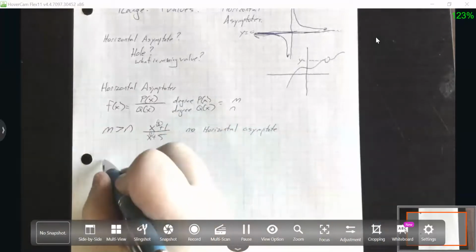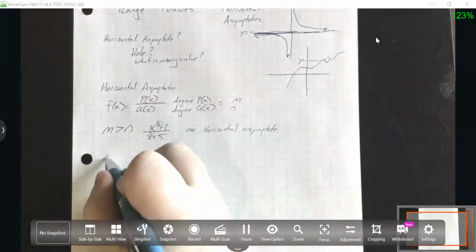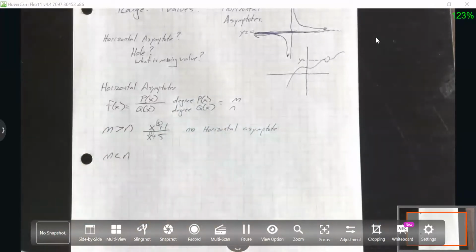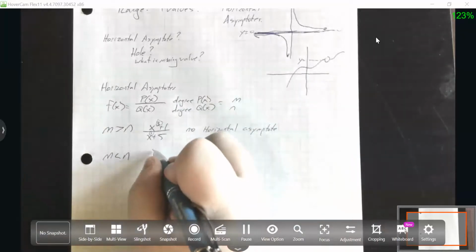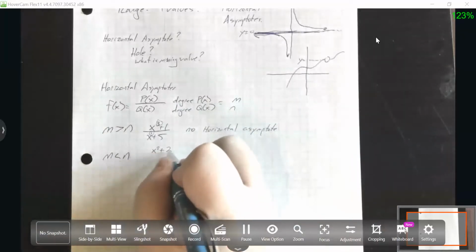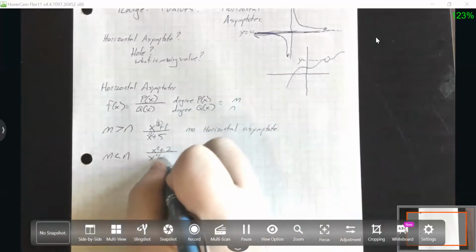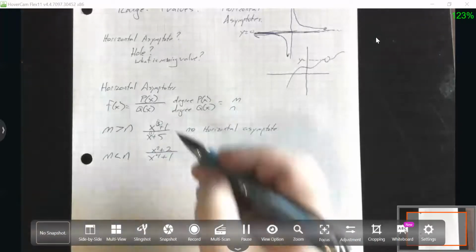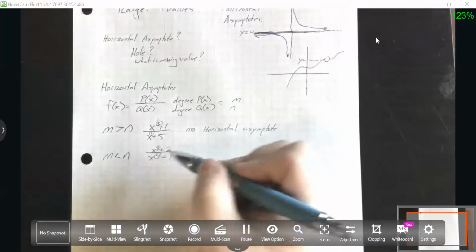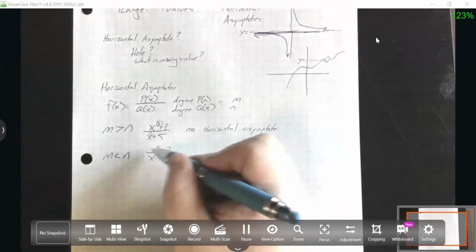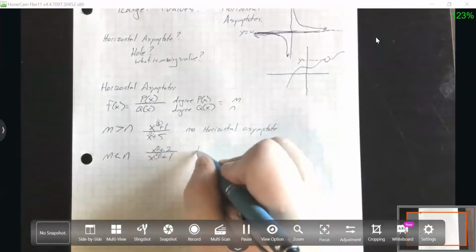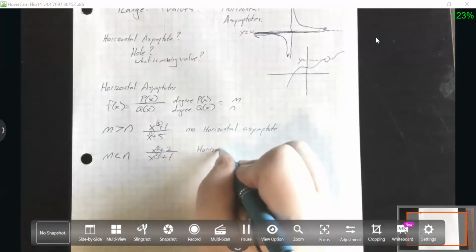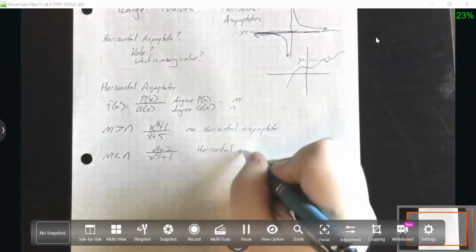All right, so our second possibility, if we're comparing two numbers, is that the one on top is smaller. So this could be something like x squared plus 2 over x to the fourth plus 1. So degree 2 compared to degree 4, the one on the bottom is bigger, so the one on top is smaller. If this is the case, our horizontal asymptote is y equals 0.